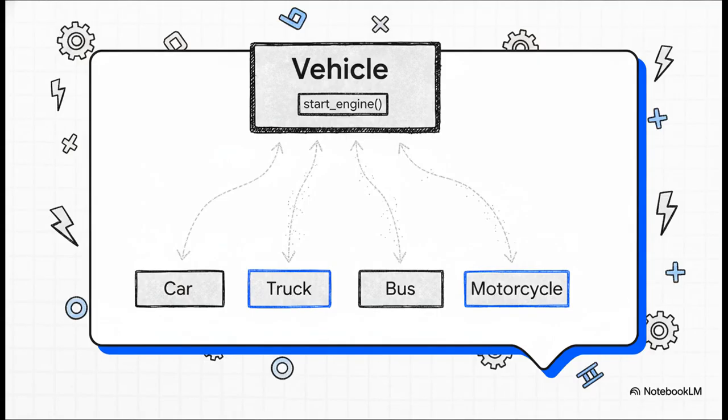This is where the magic really kicks in. The child class just reuses everything from the parent automatically. Think about that. You write the start engine method just one time inside the vehicle class, and bam, the car class gets it. The truck class gets it. If you make a bus class or a motorcycle class, they all get it. For free. No more copy-pasting.